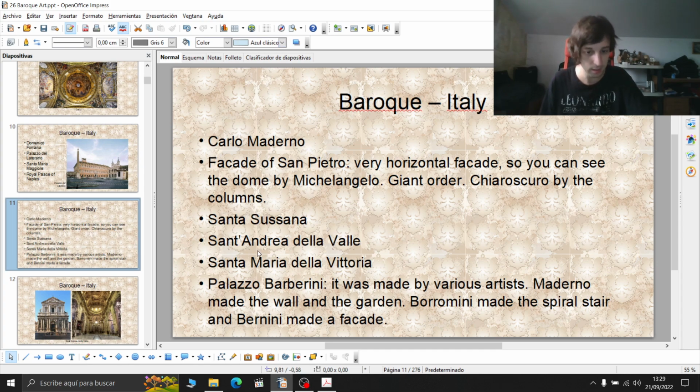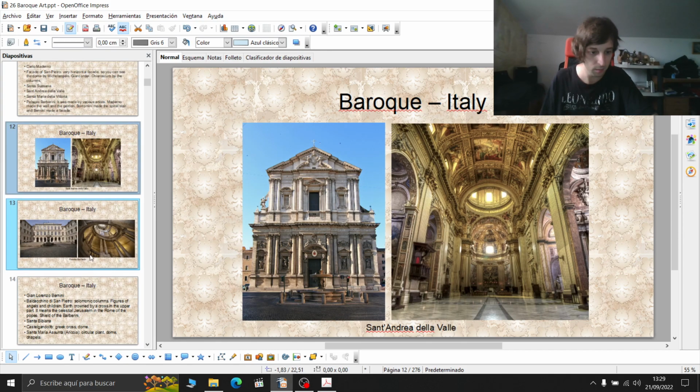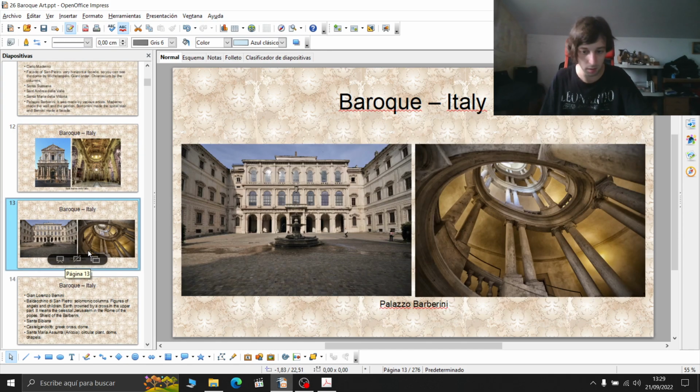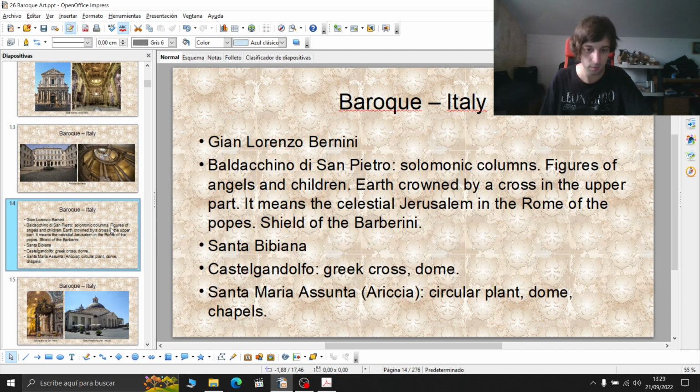Santa Susanna, Sant'Andrea della Valle, Santa Maria della Vittoria, and Palazzo Barberini. It was made by various artists. Maderno made the wall and the garden, Borromini made the spiral stair, and Bernini made the facade. Here are Sant'Andrea della Valle and Palazzo Barberini with this wonderful stair.